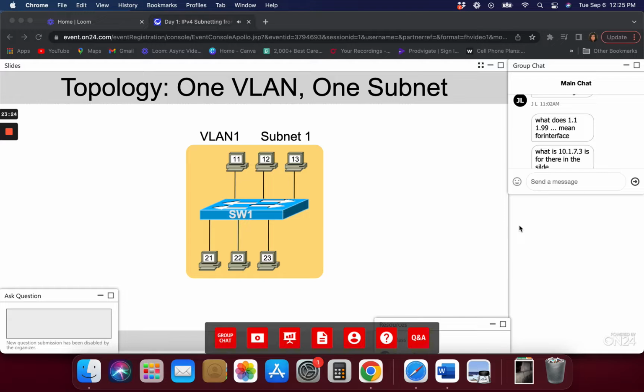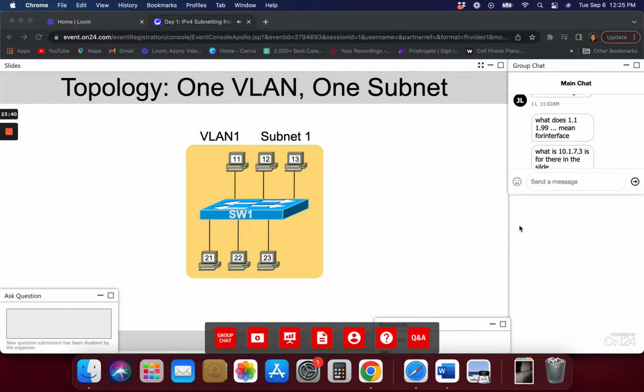And what that means is, for any of those 6 PCs, if they send an Ethernet frame in, and it's a broadcast, that broadcast is delivered to the other 5. They're part of the same Ethernet broadcast domain. That's, by definition, what a virtual LAN is.